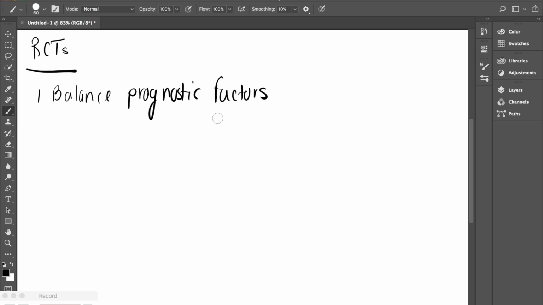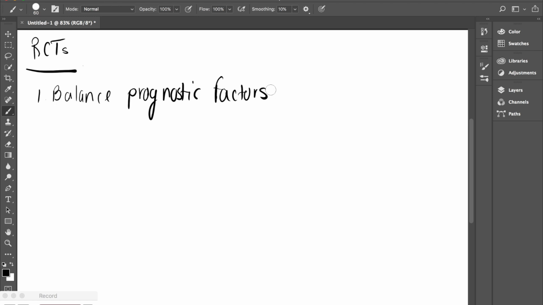a prognostic factor could have explained the outcome, then it's equal both in the intervention and control group. Let's say, for example, the prognostic factors weren't balanced and the treatment group had more of these prognostic factors. Then we could just say that the outcome that we saw in the treatment group was because of these prognostic factors. So that's why it's very important that we balance these prognostic factors.